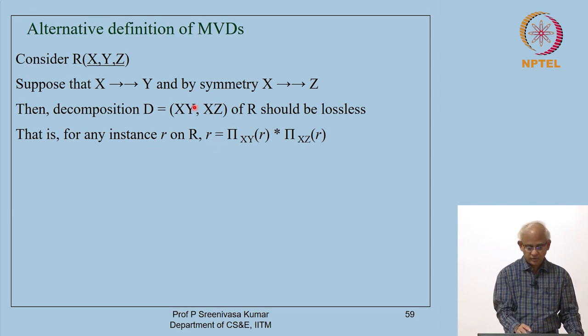we can now say that x multi-determines y if for any instance, R is actually equal to the projection of the original relation onto xy, natural join with the projection of the relation onto xz will be equal to R, right.